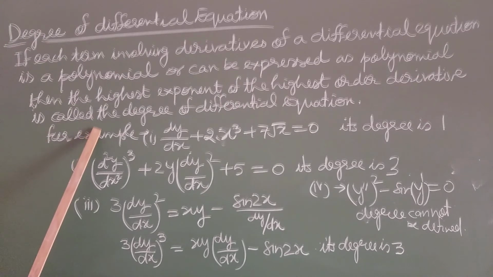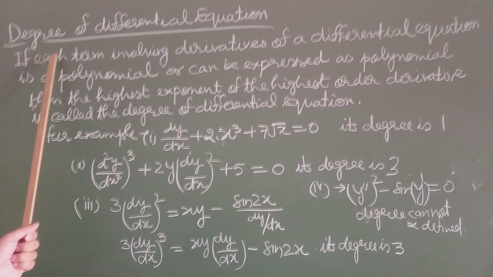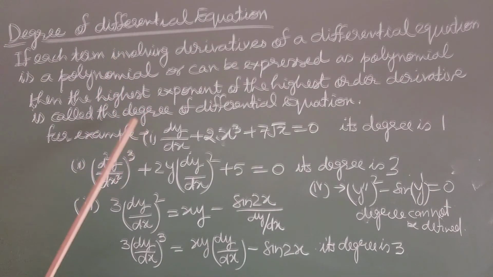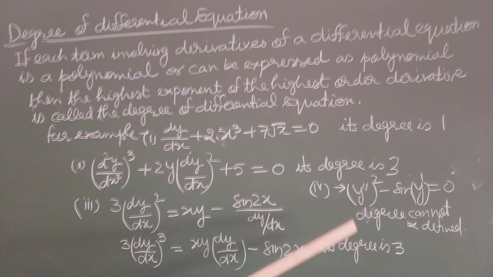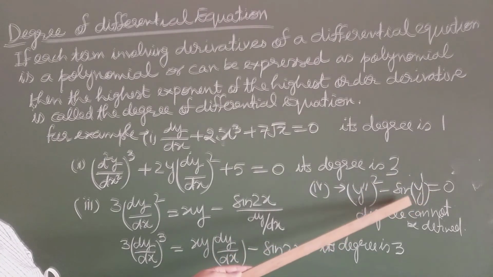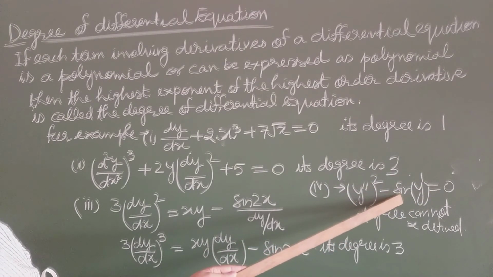So students, today we learned what is a differential equation, what is the order of a differential equation, and what is the degree of a differential equation. Degree is defined when each term of the differential equation is a polynomial, or we can express it as a polynomial. Correct? Then its degree is defined. If each term is not a polynomial, then degree is not defined. You can see in this case sin dy by dx. So it is not a polynomial. That's why degree cannot be defined.